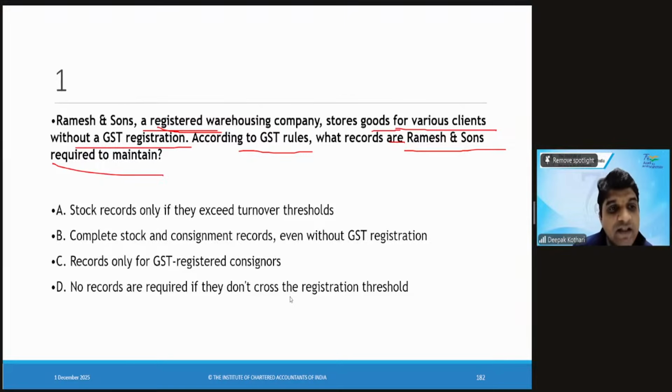Yes, even if he is not registered, some may say, okay, not required if they don't cross the threshold limit. No, they have to maintain the complete stock and consignment records. Even if they are not registered, a warehouse holder holds the goods of various registered persons, so is required to maintain records of the complete stock and the consignment records. This he will have to maintain. So these MCQs will cover our topic on accounts and records to be maintained.